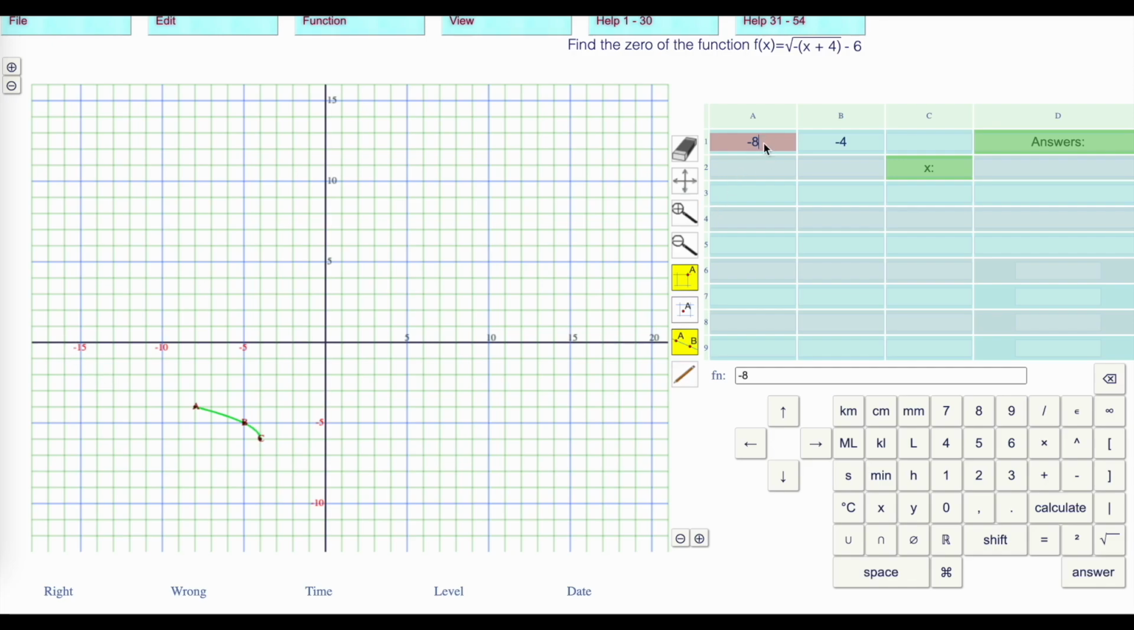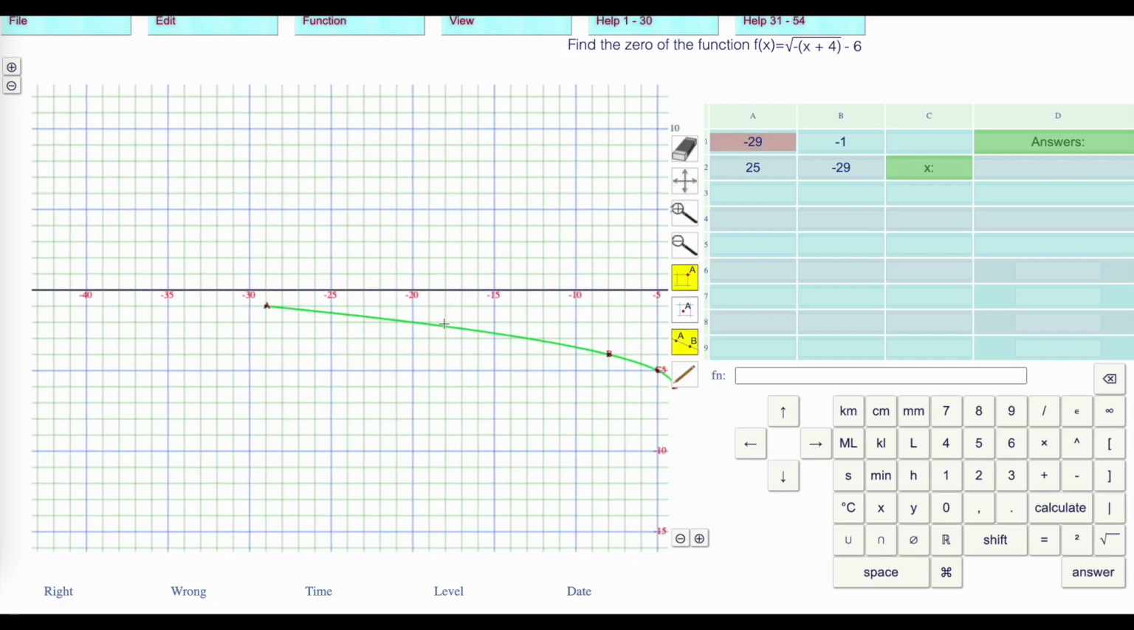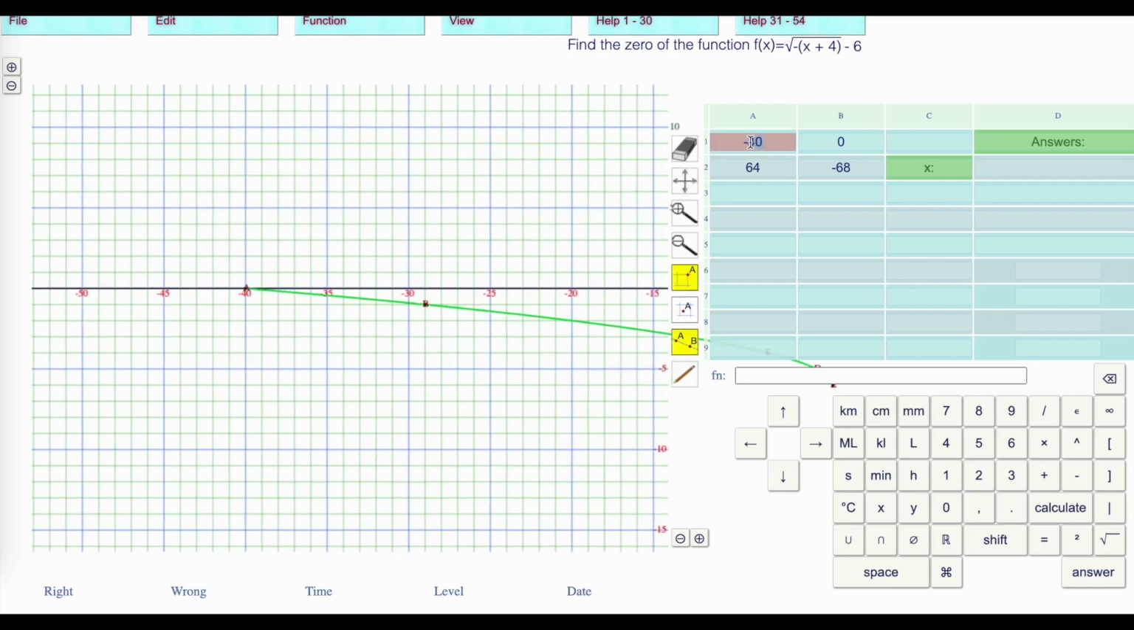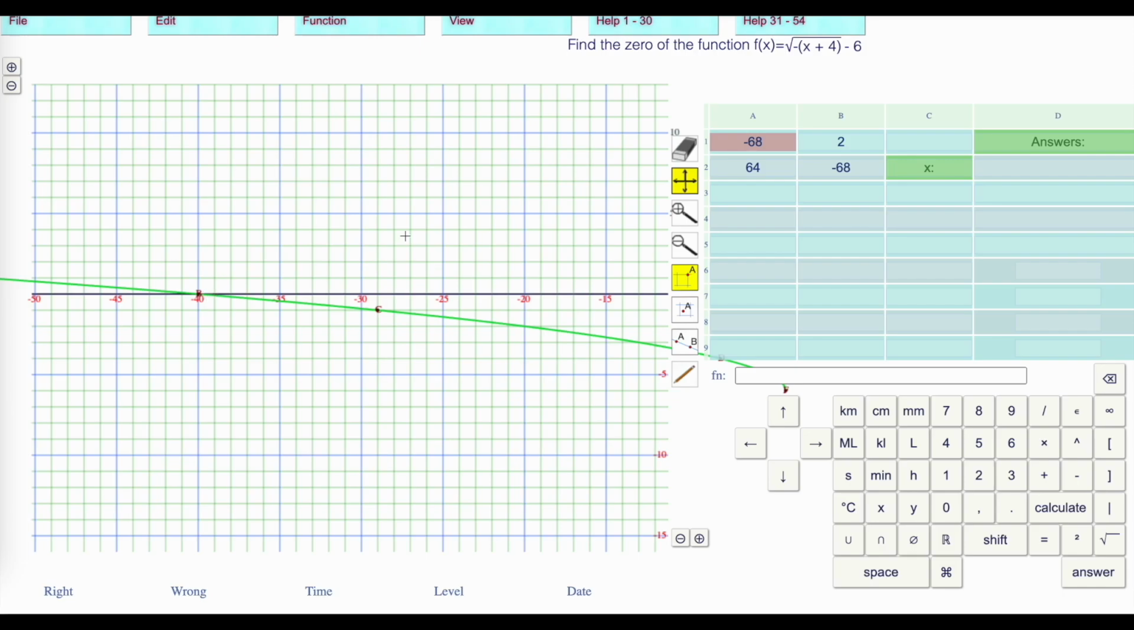Here, let us try 9 more than -4 is -13, is -3. X squared is 25. That's going to give me -29. Put in -29 here. I get -1. Let's graph that. Let's go 36 more. That's -40. At -40, we get 0. Coincidentally, we're actually finding the 0. At -68, we're getting 2. The square root function looks like that, and it's crossing at -40.